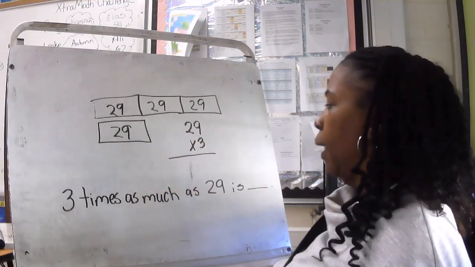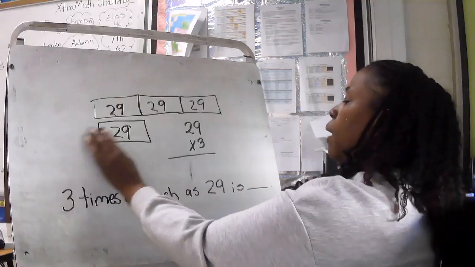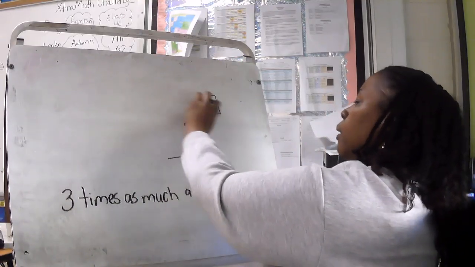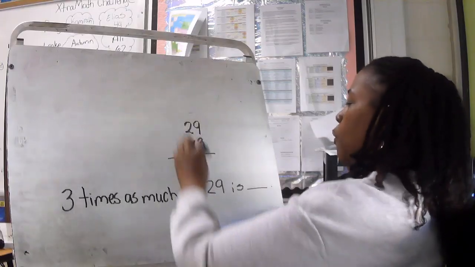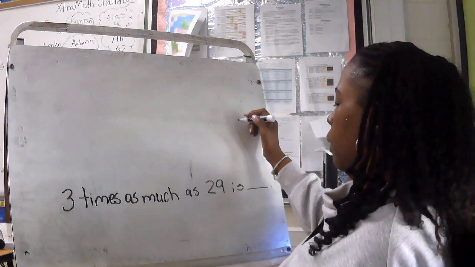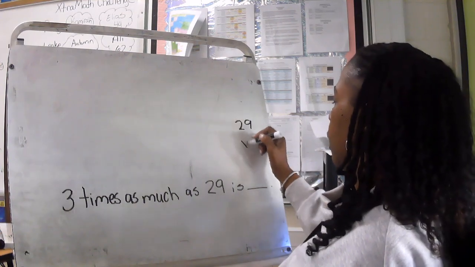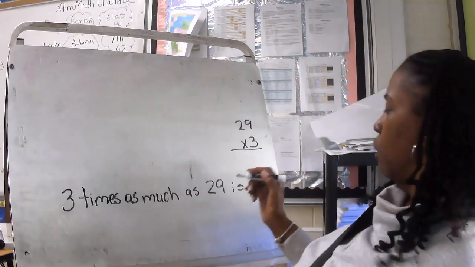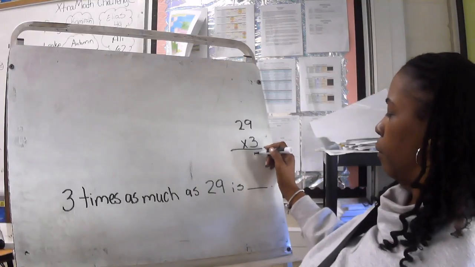And we're going to do our standard, our distributive, and our area model, shown with the tape diagram. So let me move it over here. 29 times 3. 9 times 3 is 27. So we're going to put our 7 here.